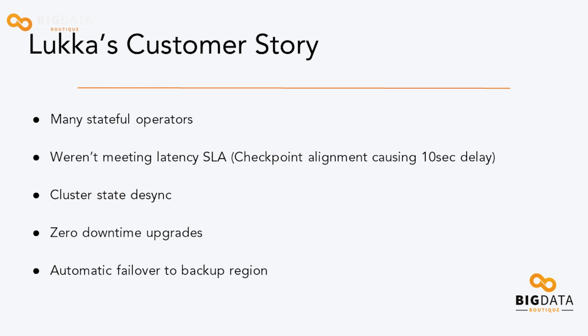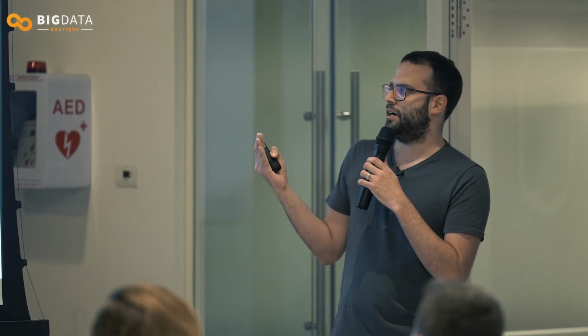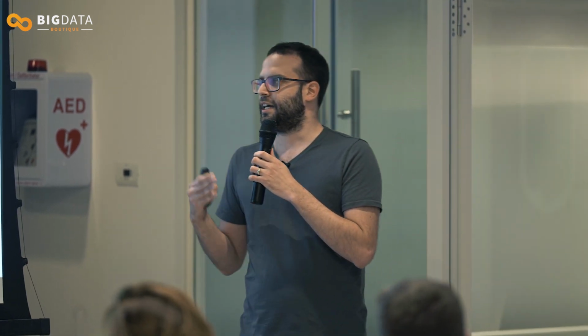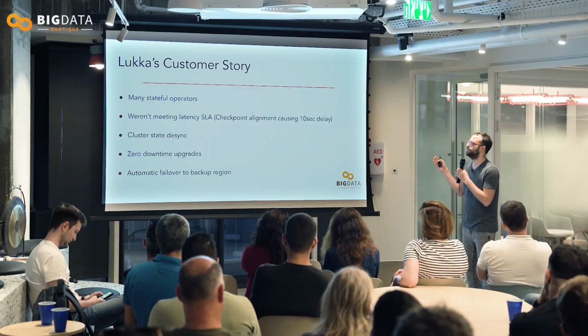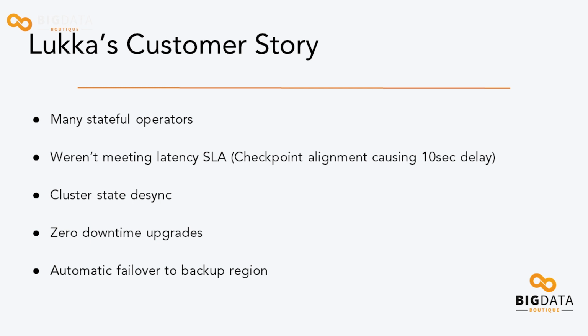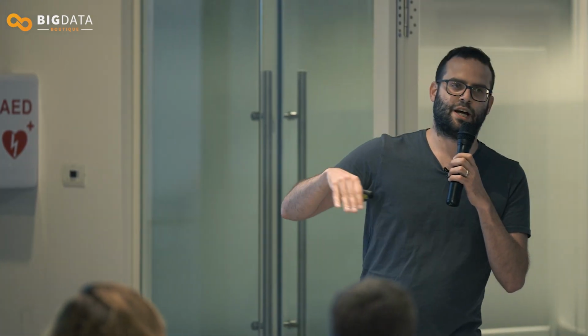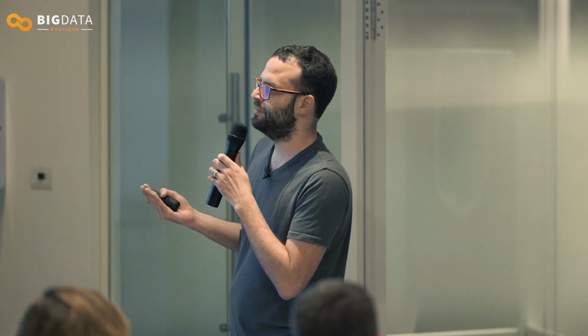They had issues with checkpoint alignment, causing some of their subtasks to have a 10-second delay sometimes. They had some issues submitting the jobs correctly to Kubernetes. They were encountering multiple submissions of the same jobs running because of some operator bug. And they had requirements for 0 downtime upgrades. So they cannot have any downtime when they're upgrading their cluster. And that's a tough one to achieve.